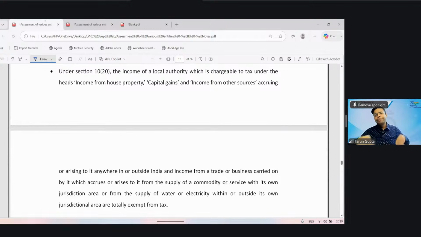Now, local authority. So what are local authorities? These MCTs and all are local authorities. Firstly, they have been given an exemption under clause 20 of section 10, which says that income of a local authority, except under PGBP, is not taxable. So income of a local authority under capital gains, other sources, or house property is not taxable, is exempt. And even income from business, if it is for supply of commodity or service or water or electricity, is not taxable. So this is the exemption allowed to local authorities.